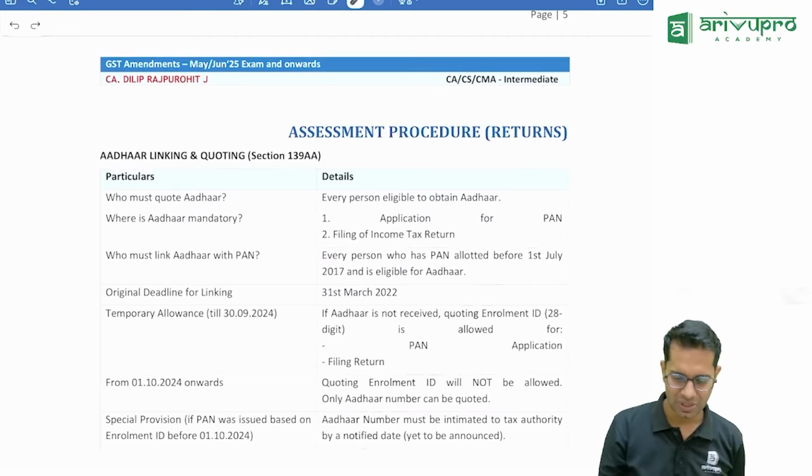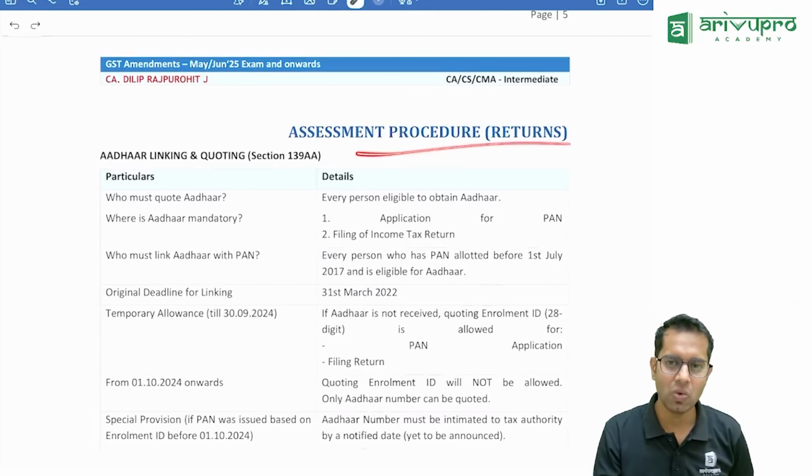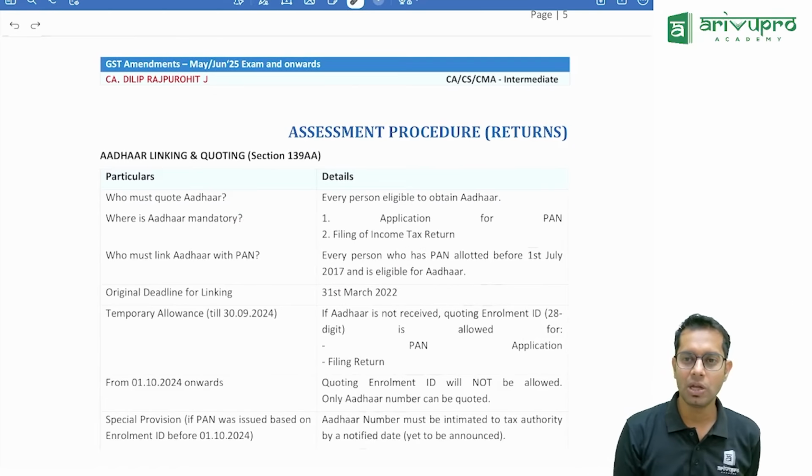In the amendment procedure, there is only one small change with respect to quoting PAN. Normally, quoting of PAN with Aadhaar number while filing your income tax return was compulsory, and PAN and Aadhaar should be linked.